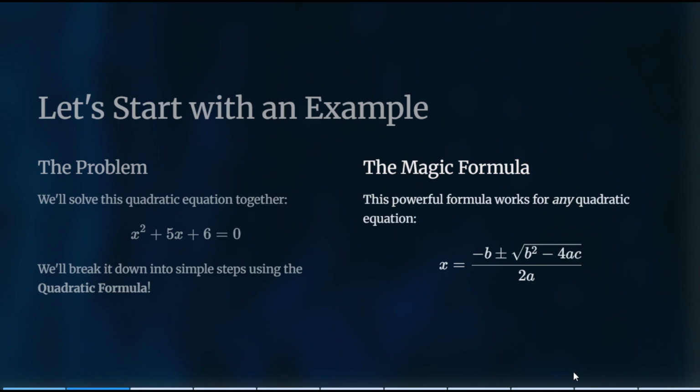So if you have a quadratic equation in the form ax squared plus bx plus c, you can use this powerful formula for any quadratic equation, where the solution x will be equal to negative b plus or minus the square root of b squared minus 4ac, and all that divided by 2a.